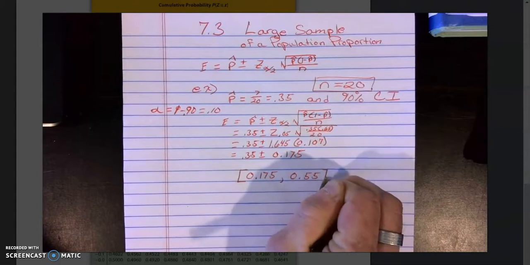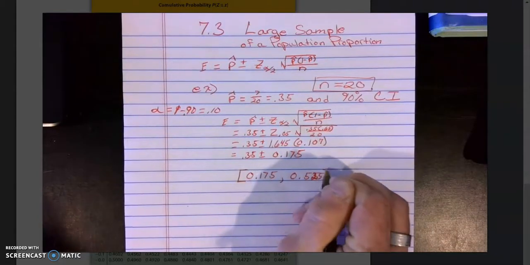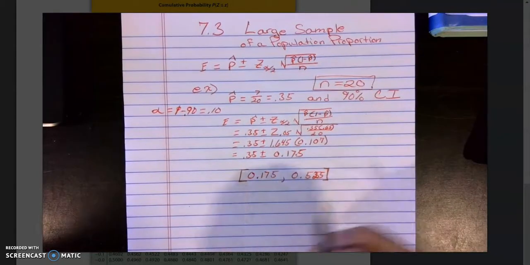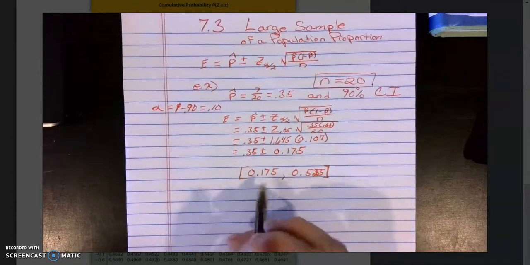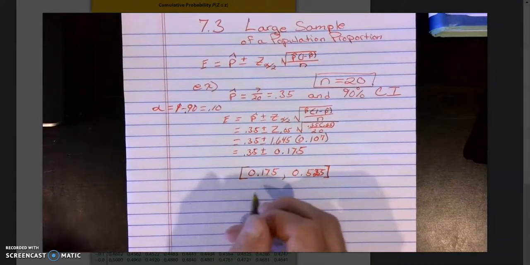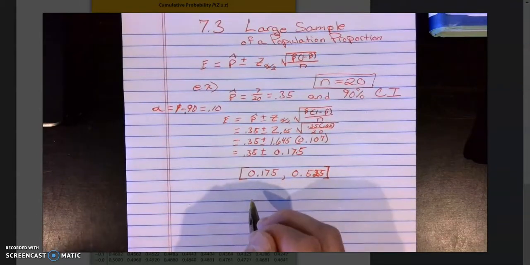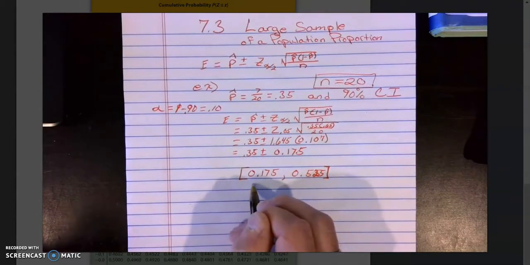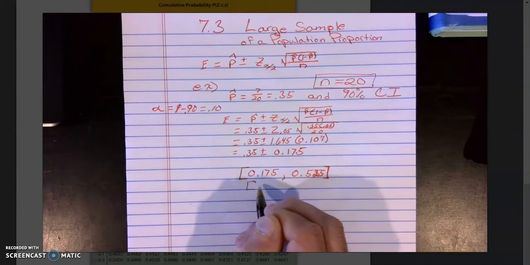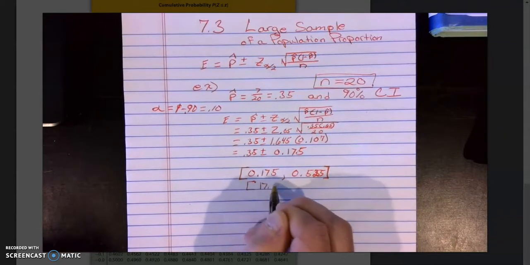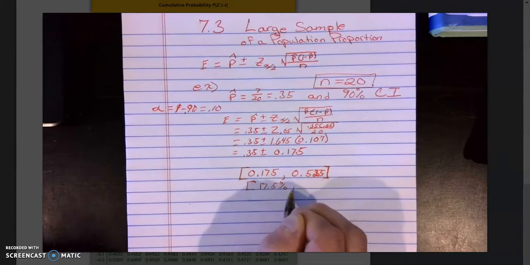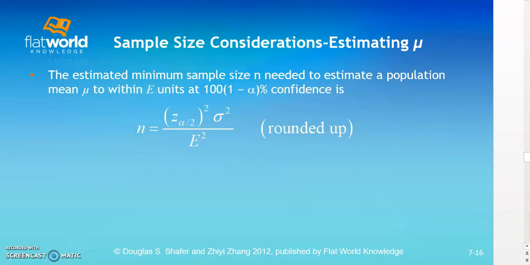0.525. Now the one thing you need to remember here is we are dealing with a proportion. So what does this actually mean? This means percentages. We can say that we have a 90% confidence that our population proportion will fall between 17.5% and 50%.